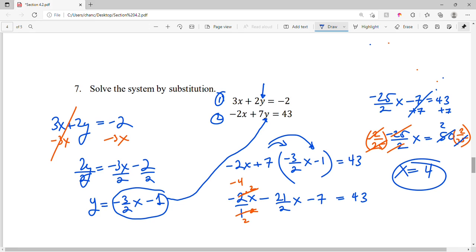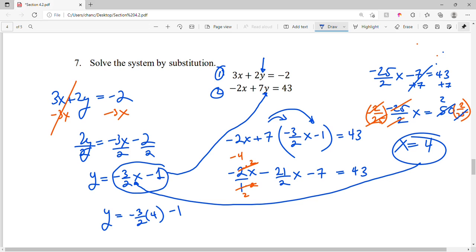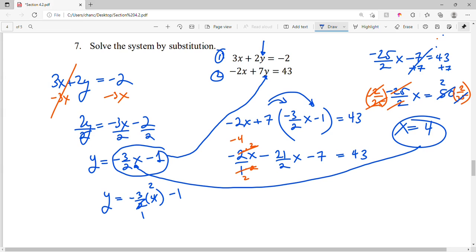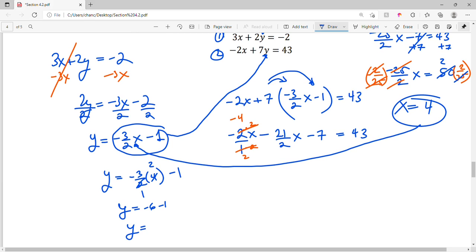And now we could solve for y. I can plug this right into this equation. This one's the easiest. It's already solved in terms of y. So y equals negative 3 over 2 times 4 minus 1. And this reduces, and that reduces. So you get negative 6 minus 1, leaving us with y equals negative 7. Our answer, 4, negative 7. That's our ordered pair.